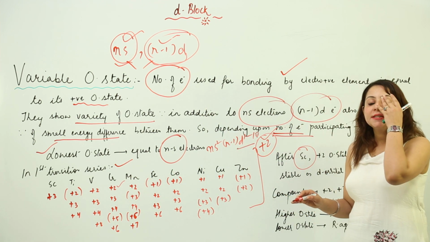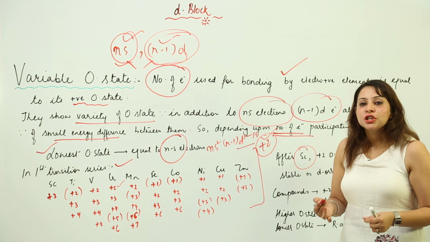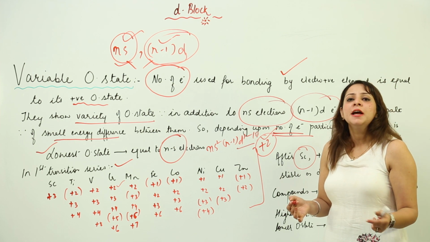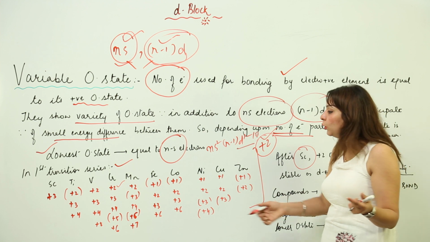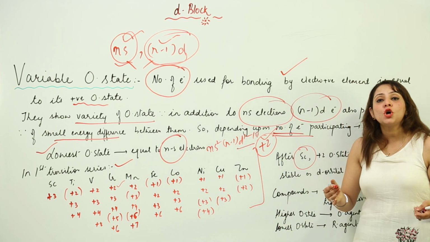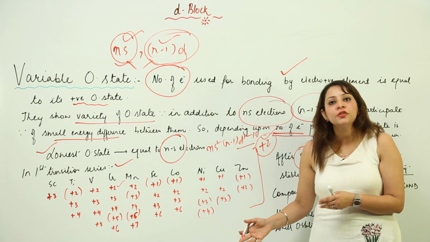The reason is that as we move in the period, the d orbital is gaining extra stability. So the release of electrons from the d orbital is slightly difficult, but though it can show variable oxidation states, so that means they can actually participate. But still, if we talk about the common oxidation state that is observed, that is +2.